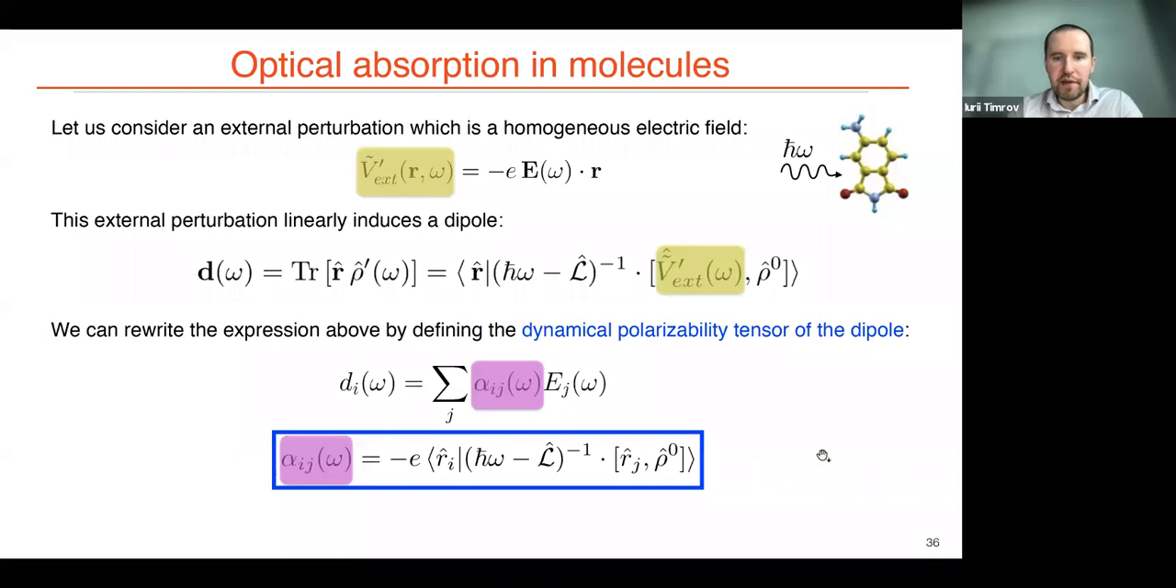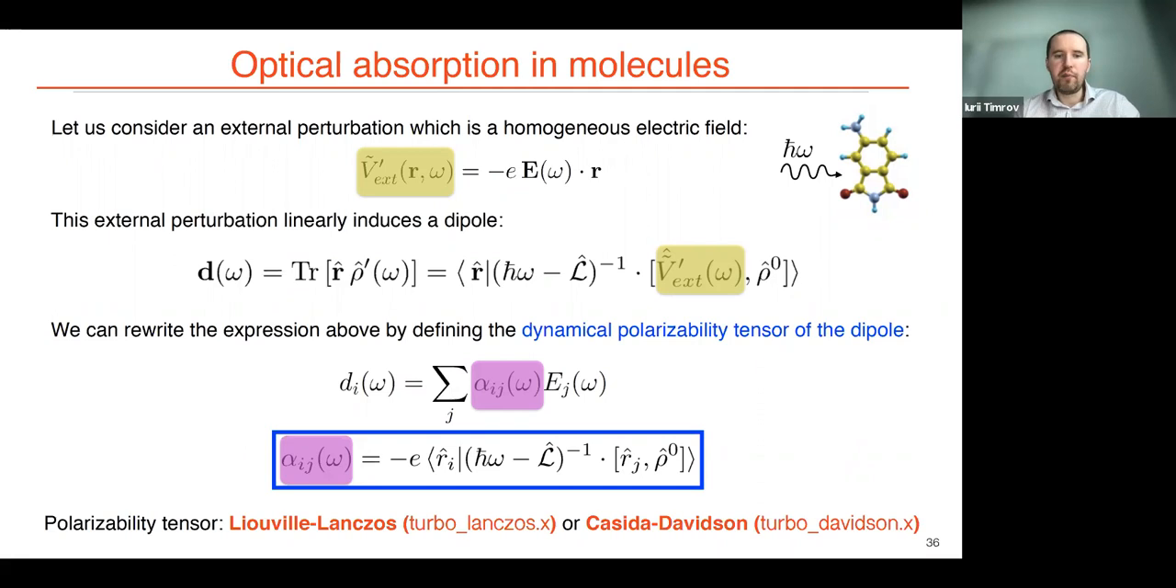Okay, so we have this definition, and we can evaluate this object, for example, using either the Liouville-Lanczos method with the code turbo_lanczos.x, or using Casida-Davidson with the code turbo_davidson.x. During the hands-on, the first two exercises will be exactly computing the dynamical polarizability alpha using these two codes. Oscar will guide you through the hands-on.